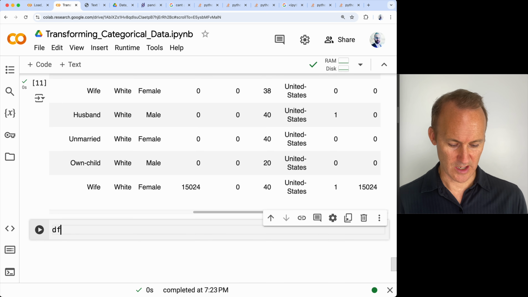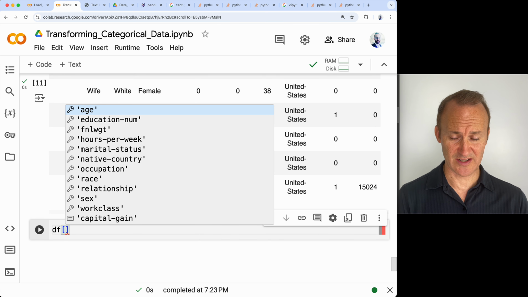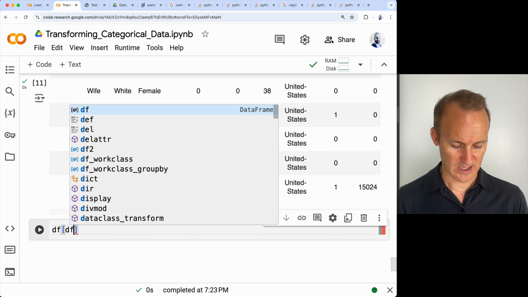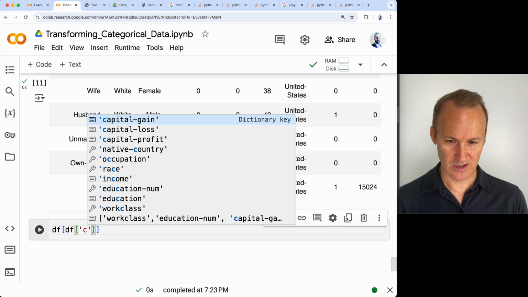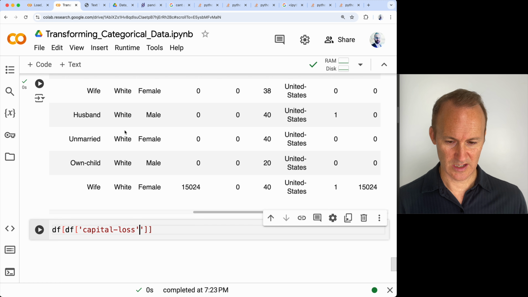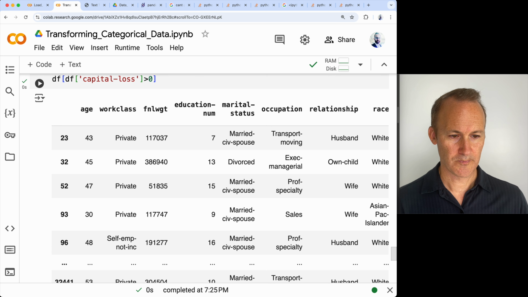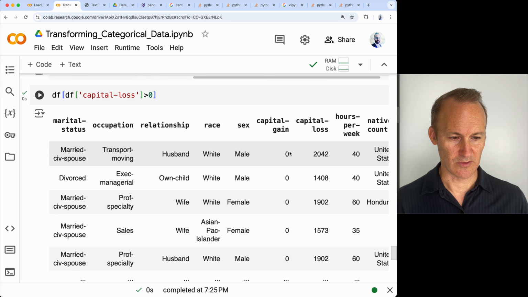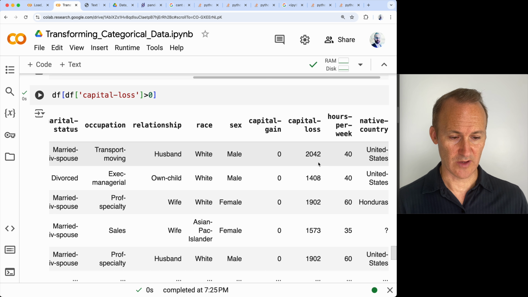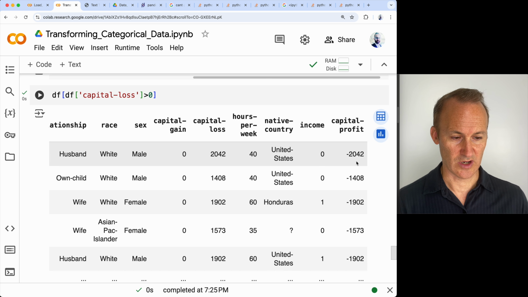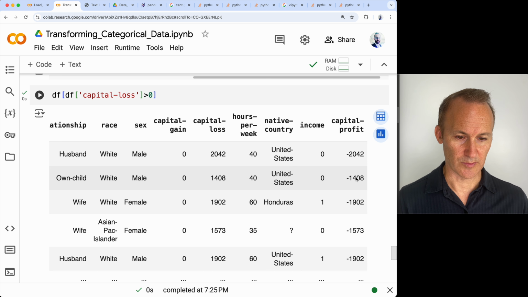So recall that to narrow a data frame down, we can put a specific condition inside of the brackets. In this case, we want the condition that the capital loss is greater than 0. Okay, so let's see what happens here. Press Shift Enter, and if we look up for the capital loss, we can see people do have losses in this data frame, and it nicely translates into negative capital profit.